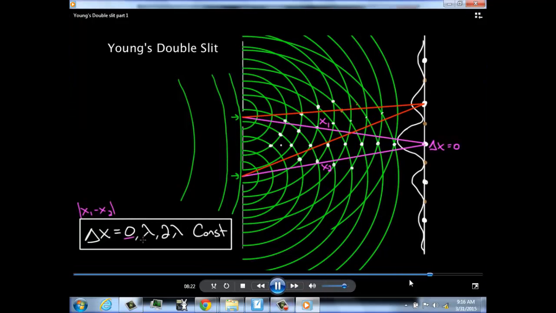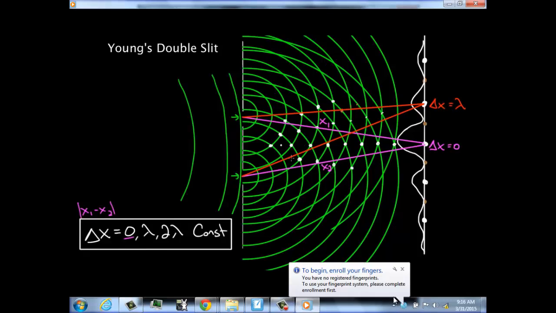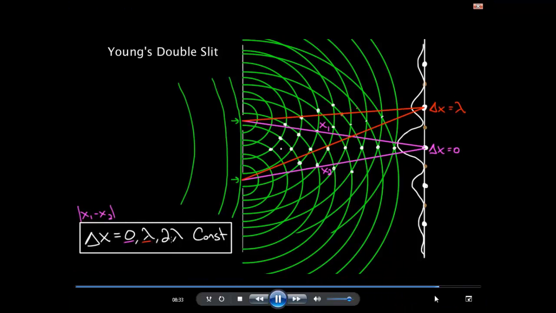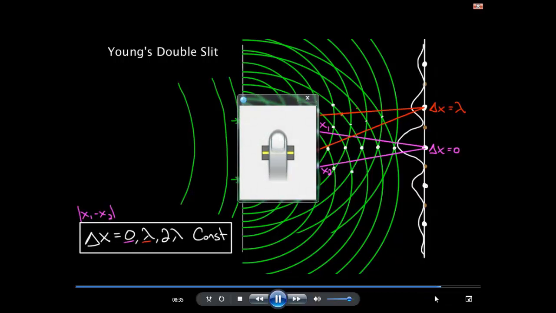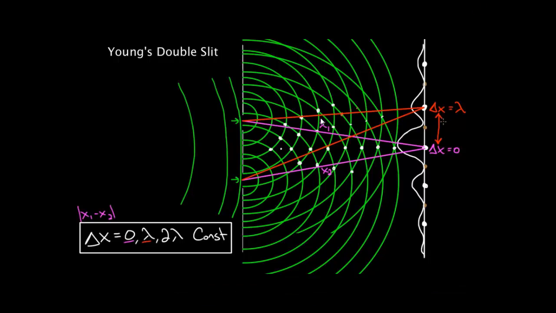How much farther? Well, it's got to be the next one. It's got to be lambda. So the bottom wave would travel 1 wavelength further to get to this point than the wave from the top hole, because that's the next possibility for constructive interference. Note, it's not from here to there that's 1 wavelength. This is a common misconception. This distance on the wall between constructive points is not 1 wavelength. The difference in path length that one wave travels to get there compared to the other wave is 1 wavelength.